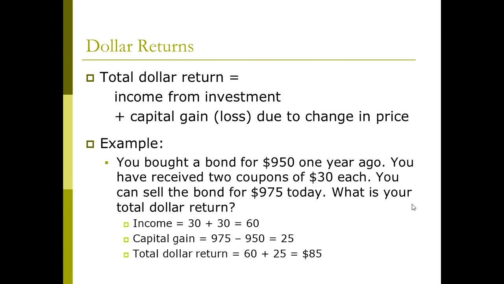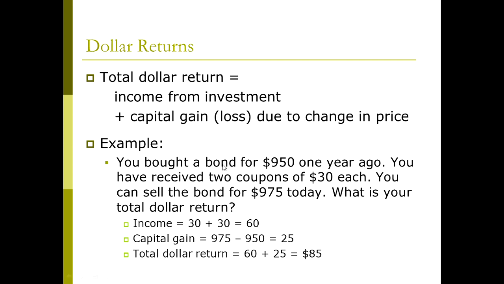When we talk about returns, we talk about the dollar returns and percentage returns. What is dollar return? So the total dollar return is going to be the income from your investment plus the capital gain or loss due to the change in price. So here the income. When you invest in stocks, the income is your dividend payments at the end of each quarter. When you invest in bonds, the income means the coupon payments you received annually or semi-annually.